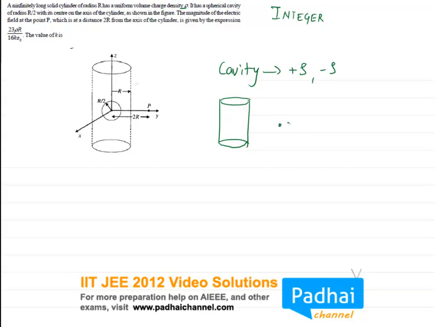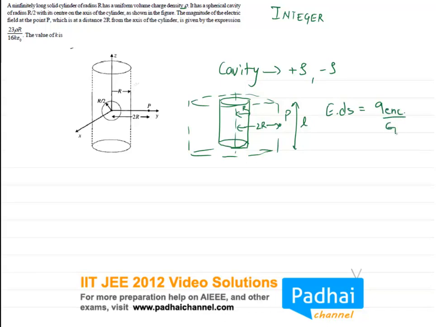So we will see the effect due to it at a point P, which is at a distance of 2r from the axis, and the radius is r, right? So what we do is, if we have to calculate the electric field at a point P, we draw a Gaussian surface, a cylindrical Gaussian surface. Let us assume the length is L. So E dot ds will be equal to q enclosed upon epsilon naught. So ds will be equal to what? 2 pi into 2r into length L, right?